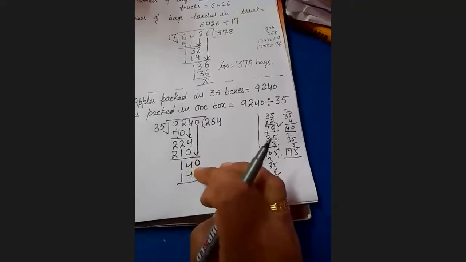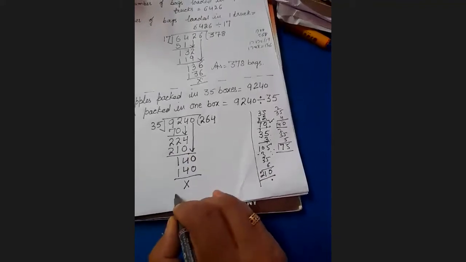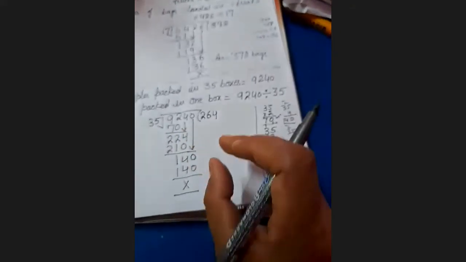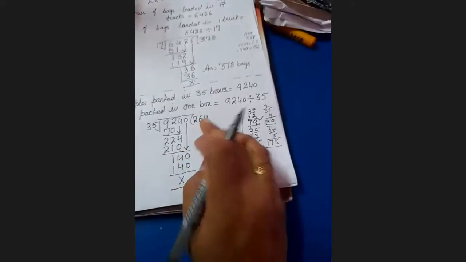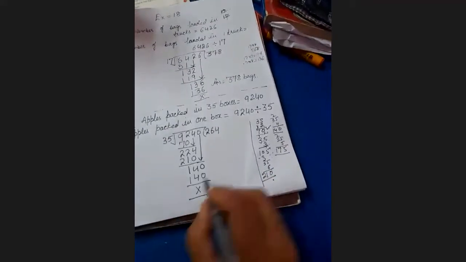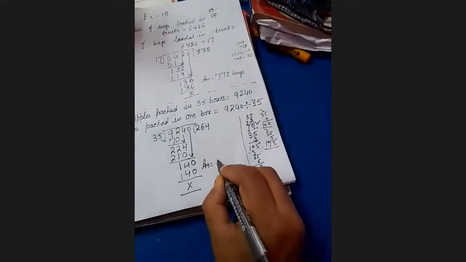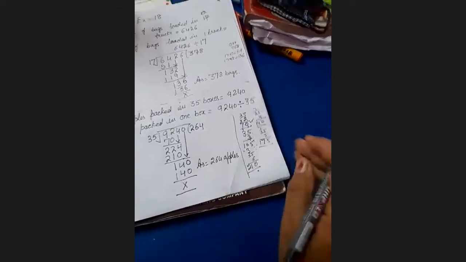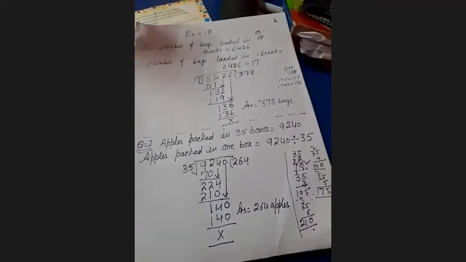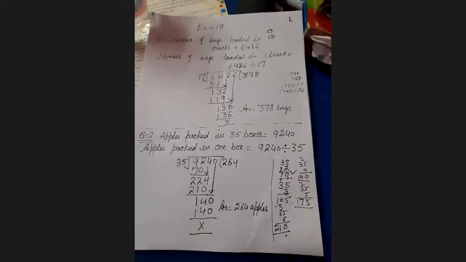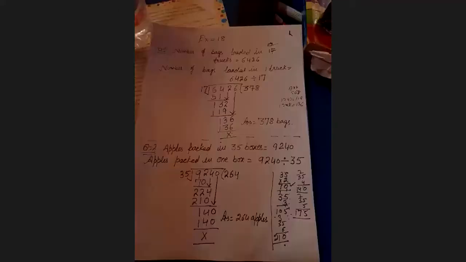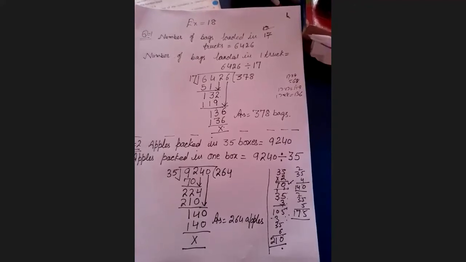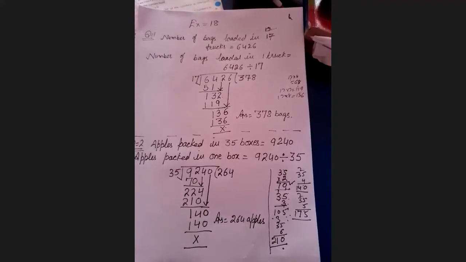Now student, 140 minus 140, 0. So it means apples packed in one box is 264. It means 264 apples packed in one box. Dear students, this is the first and second question of exercise 18.